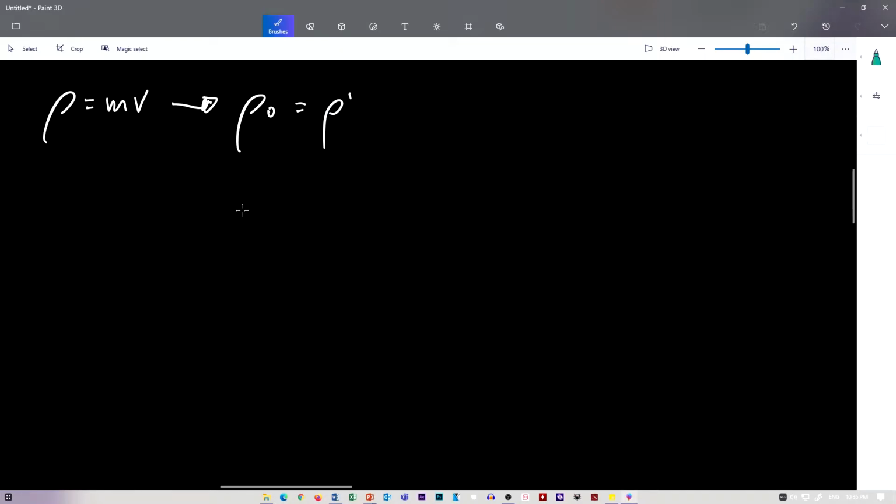Now, I still use sub-zero because I got used to it being used for your initial conditions. You can also write it in a way if you're used to writing initial and final: rho sub I is equal to rho sub F. Okay, if you're into that. But the idea is the momentum before is the same as the momentum after.